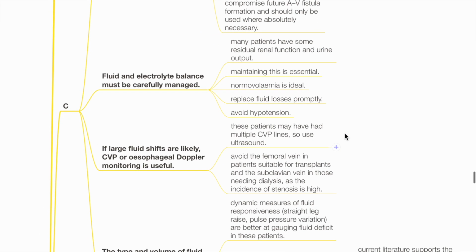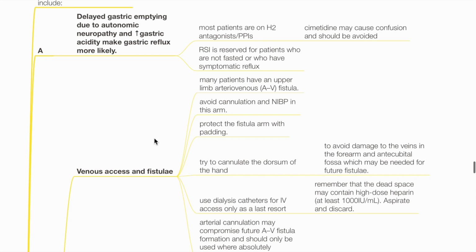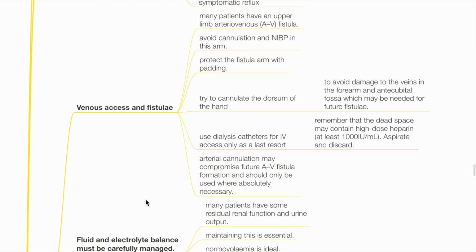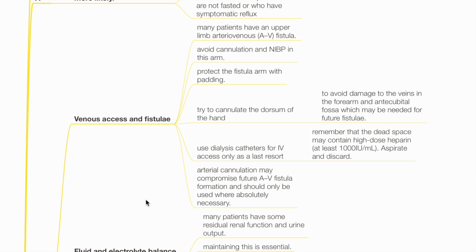C. Venous access and fistula. Many patients have upper limb AV fistula. Avoid cannulation and NIBP in this arm. Protect the fistula arm with padding. Try to cannulate the dorsum of the hand to avoid damage to veins in the forearm and antecubital fossa. Use dialysis catheters for IV access only as a last resort. The dead space may contain high-dose heparin; aspirate and discard.